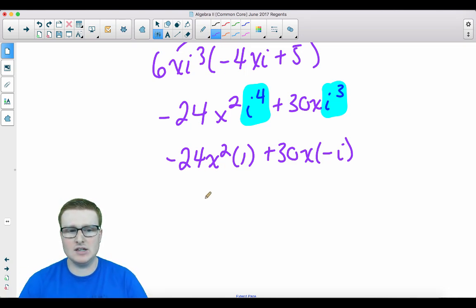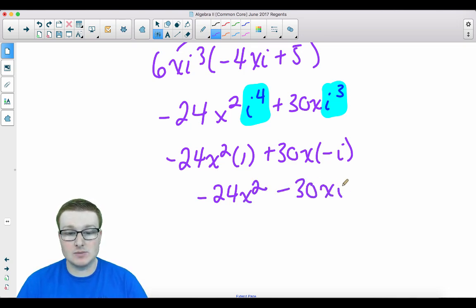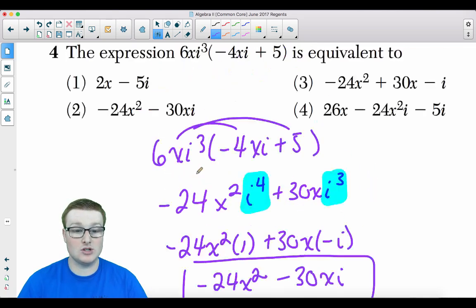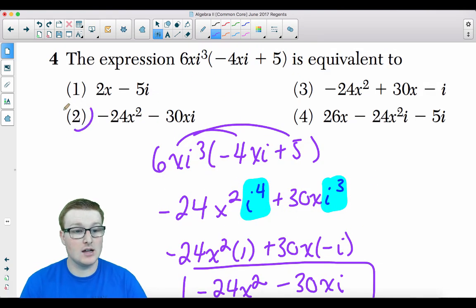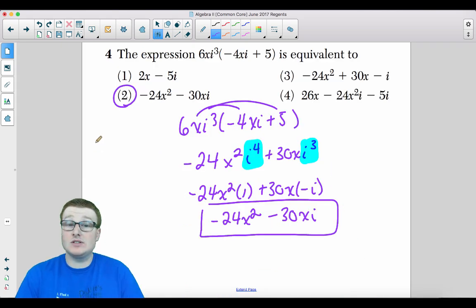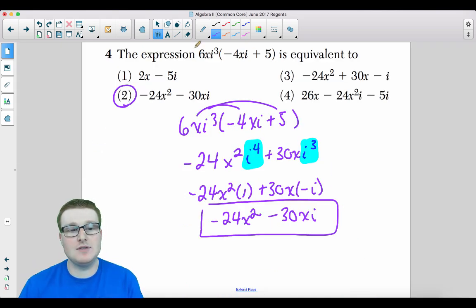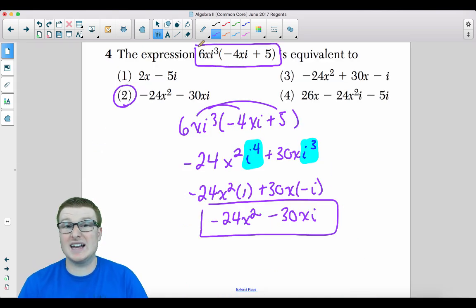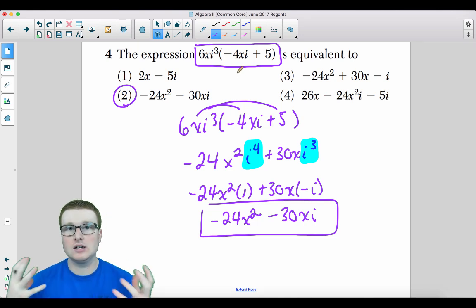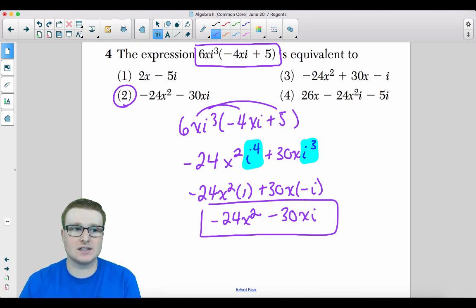So 1 times anything is just itself. So that's just negative 24x squared minus 30xi. You just move that negative out front. And ladies and gentlemen, that is your answer to that question. Your answer is choice 2. And that's it. Unfortunately, you cannot type this into your calculator because there's x's in there, and your calculator gets all confused and doesn't know what to do with those x's.